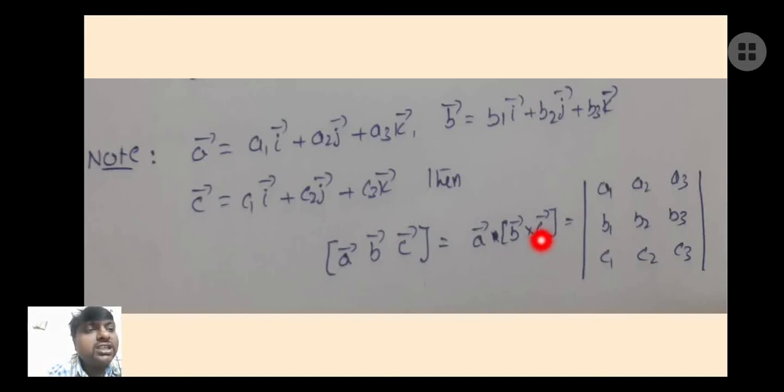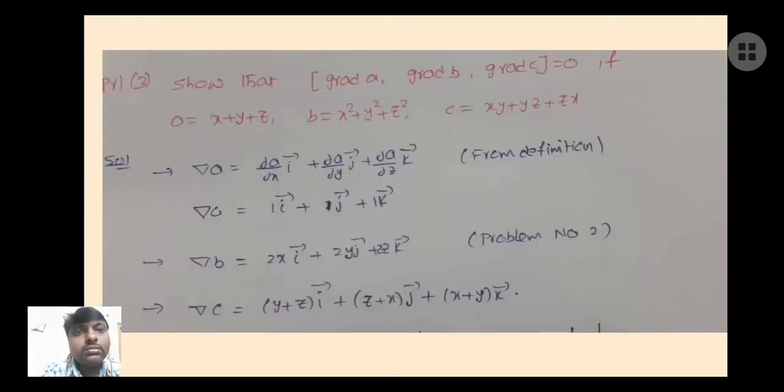So we calculate this with the help of the determinant of a1, a2, a3, b1, b2, b3, c1, c2, c3. These a1, a2, a3 are the coefficients of i bar, j bar, k bar, and similarly b1, b2, b3 are the coefficients of B bar, and c1, c2, c3 are the coefficients in the vector C bar. By using this, I can calculate the next problem.